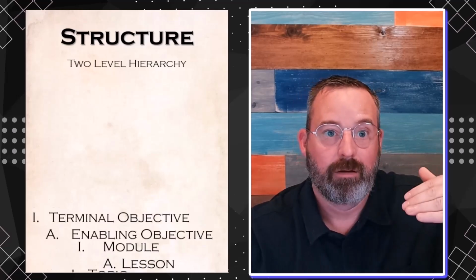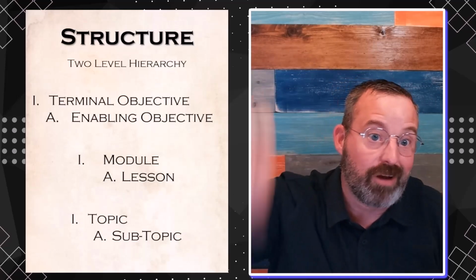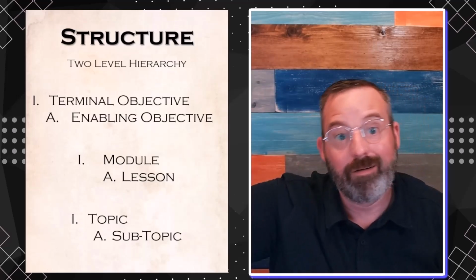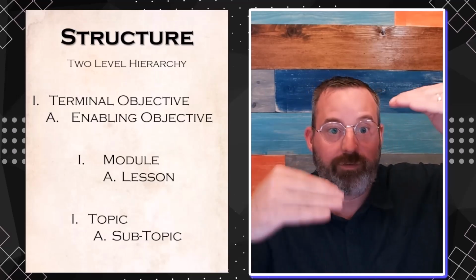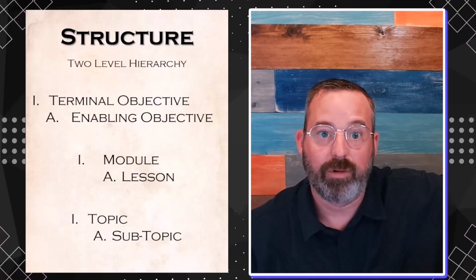For that, I think the easiest structure for everyone to use is a 2-level hierarchical system. I said that to my kids and they're like, say what? Think of it like an outline, right? Roman numeral, terminal objective, uppercase letter, enabling objective. So 2 levels, and the terminology you could use is terminal objective and enabling objective.